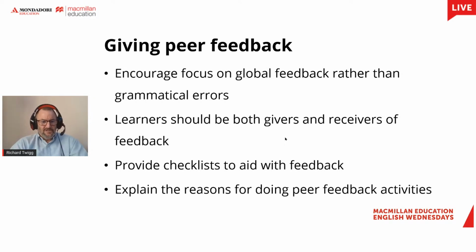It's also very important that we explain why. Why are we doing this feedback? How does it help? It helps you to look at someone else's work. Someone else looks at your work. They're working on the same level. So we get the interest of the students that way.